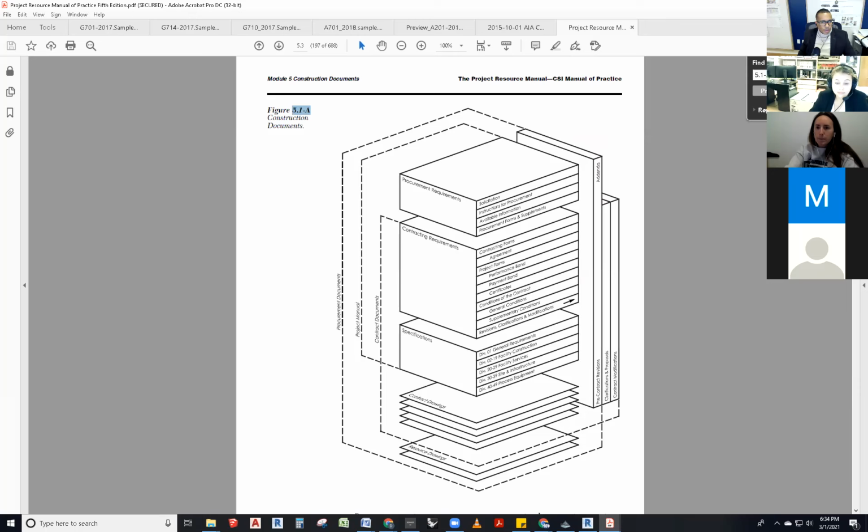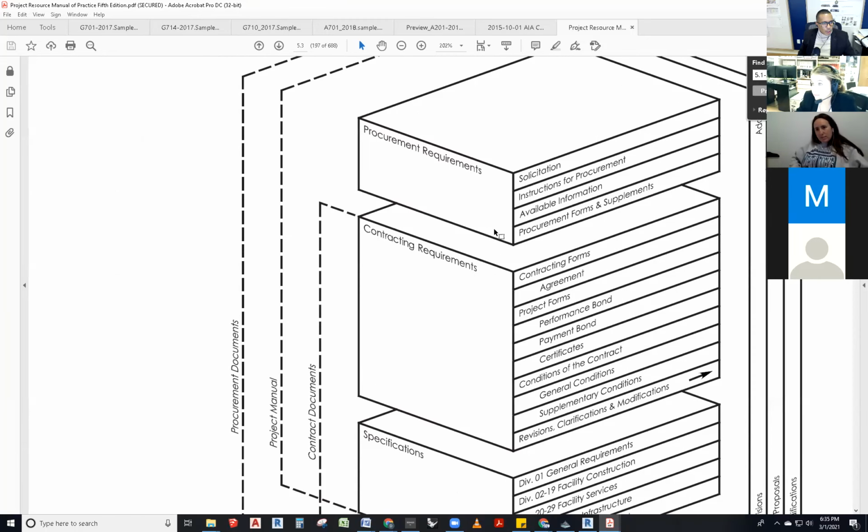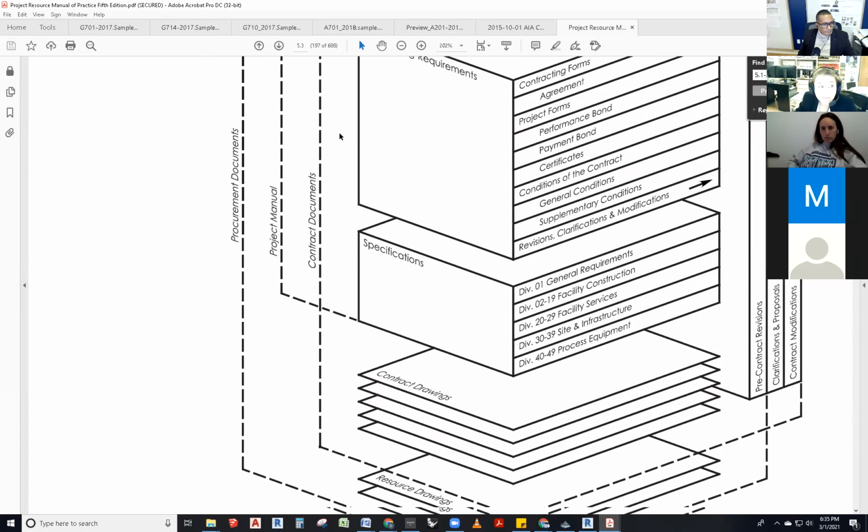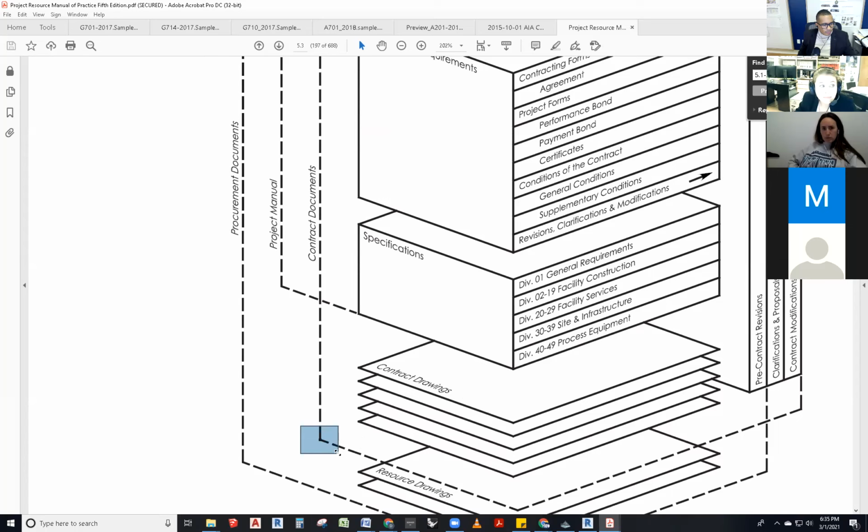Ta-da! And here's our beautiful baby. It is very illustrative of what the contract documents are, but it's also confusing. So you got to kind of look at it closely and really pay attention to it. But contract documents are from here all the way to here. Okay.